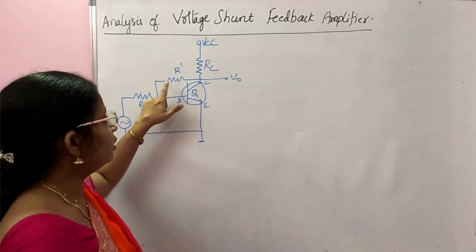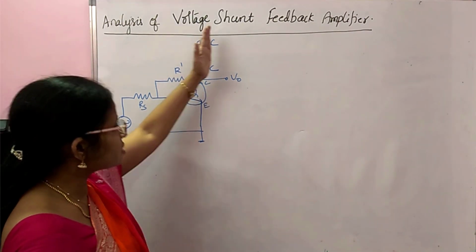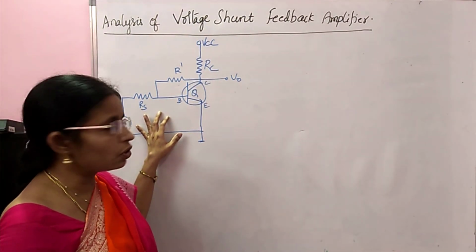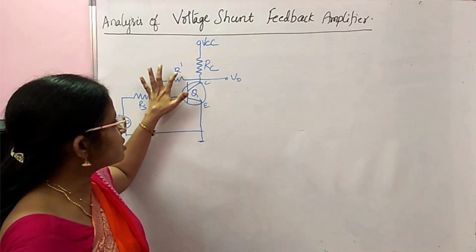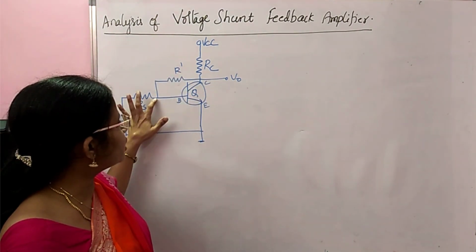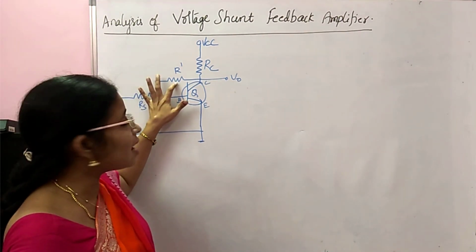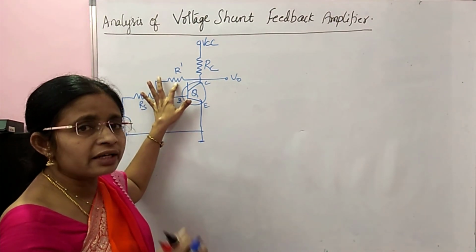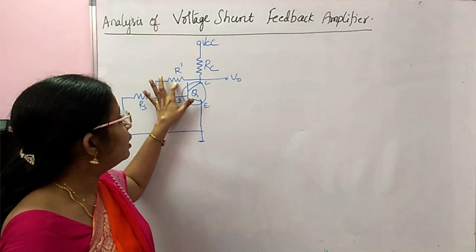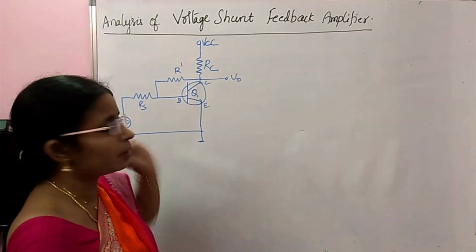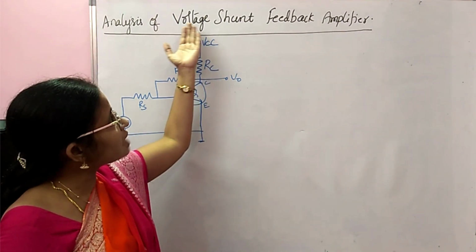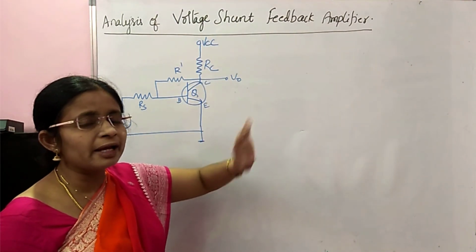See here, this is the output side and this is the input. This is a collector where we are taking output. This resistor R dash is connecting the output and input. So what is R dash? Now R dash is acting as feedback element. It is connecting the output and input. So now this is your feedback element. Now we'll see about the sampling and mixing, voltage sampling and shunt mixing.